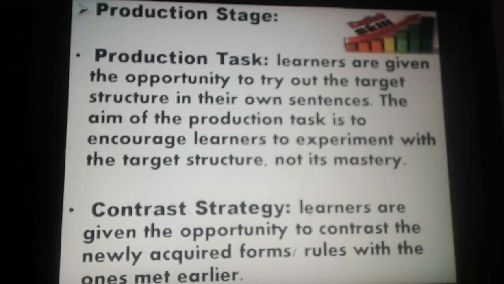Let's move to, we have here production tasks. The students have not mastered the rule yet, and contrast strategy to compare between the first rule and this new rule.